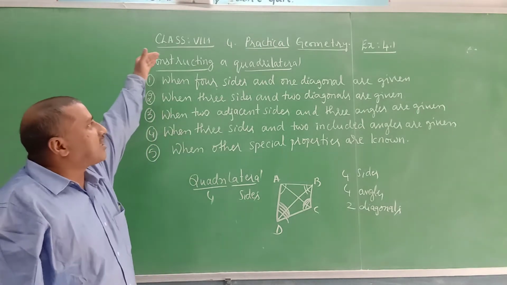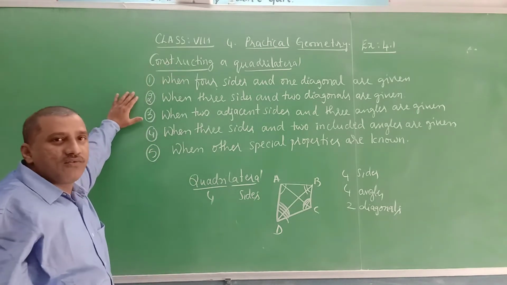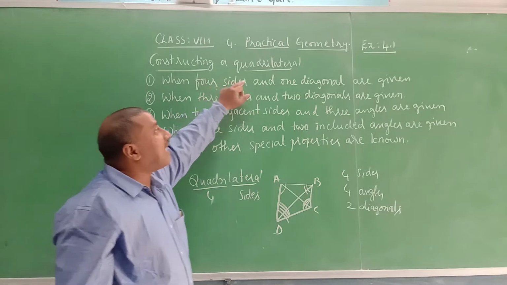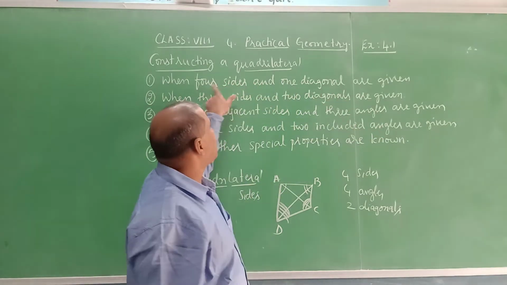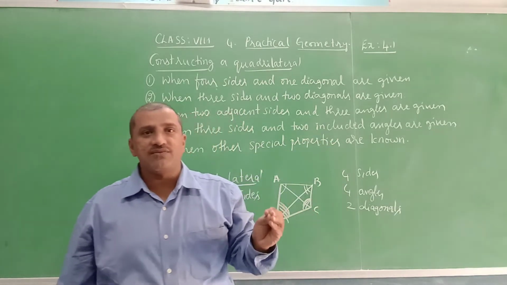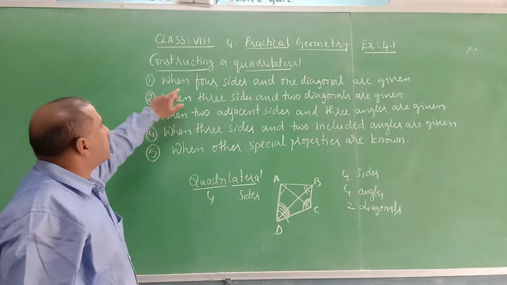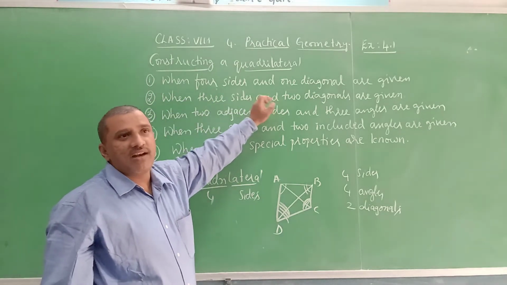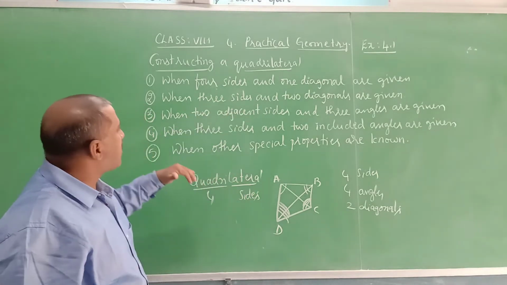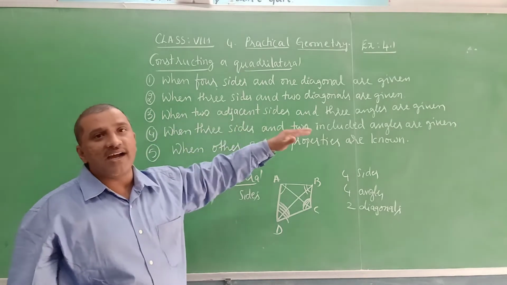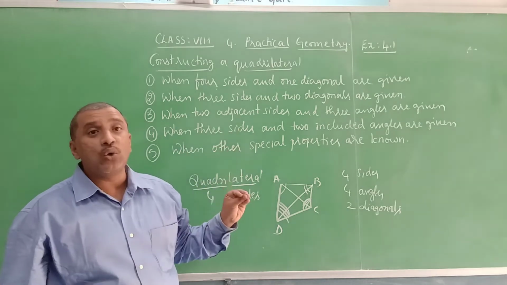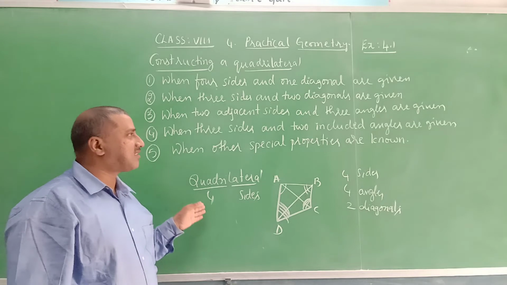Now see here, constructing a quadrilateral. In this chapter, we are going to discuss 4 types. The first one is when 4 sides and 1 diagonal are given. 4 plus 1 is 5. As I said, out of 10, 5 dimensions are enough to construct a quadrilateral. So when 4 sides and 1 diagonal are given, how to construct a quadrilateral? When 3 sides and 2 diagonals are given, how to construct it? When 2 adjacent sides and 3 angles are given, how to construct it? And when 3 sides and 2 included angles are given, how do we construct a quadrilateral?